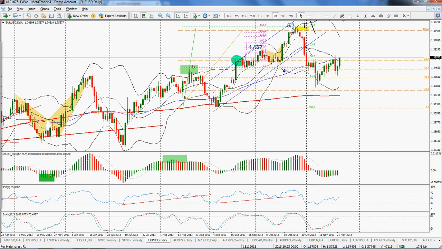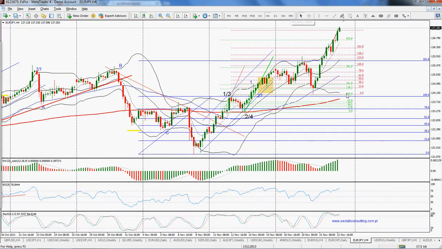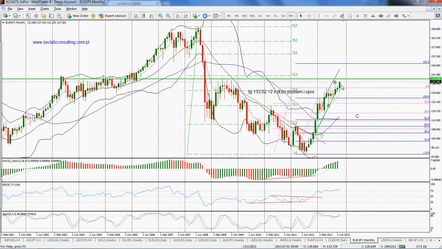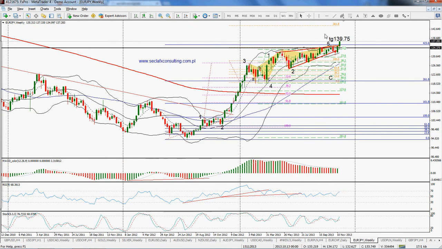Okay, so this was Euro USD. Let's have a look at the Euro Japanese yen monthly. This is a strong monthly candle at the moment. We can react to those tops. This is what on the monthly, on the day, on the weekly. This is one of my levels, my target levels.